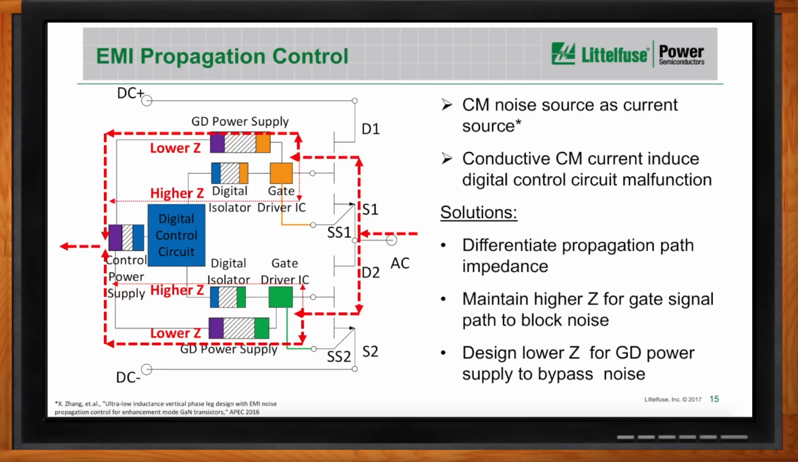So in order to protect the digital control circuit, our approach is trying to differentiate the propagation path impedance for common noise through the gate driver power supply path and the gate signal path. We intentionally maintain a higher impedance for the gate signal path to block common noise propagating through this path, and we also intentionally lower the impedance of the gate driver power supply path to bypass the common noise, so that we can minimize the common noise current propagating through the driver circuit to the digital control circuit. This way we protect our digital control circuit from the noise generated by the switching of the power devices.